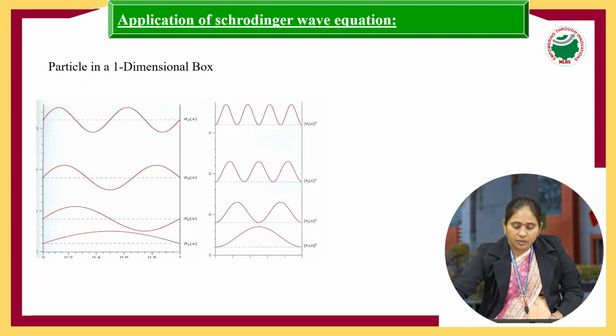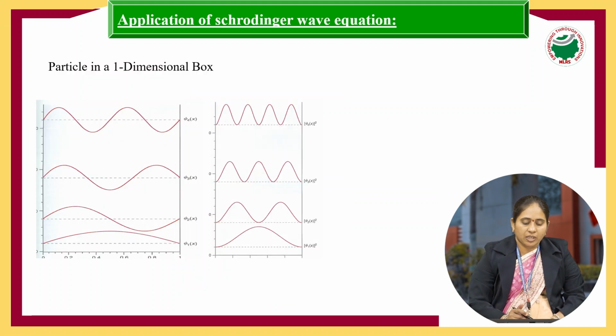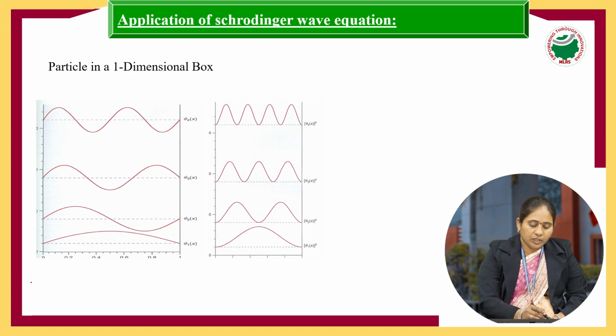So here is the graphical representation of the particle in a one dimensional box. The width of the box is from x equal to 0 to x equal to L. Here the wave function is psi. If the quantum number n is equal to 1, it has only one antinode and 2 nodes. If n is equal to 2, then we have 2 antinodes and 3 nodes. Similarly, n is equal to 3 has 3 antinodes and 4 nodes, and so on. So this is the wave function psi.